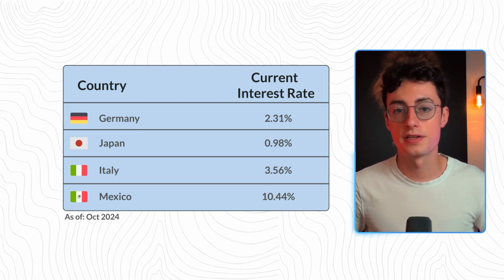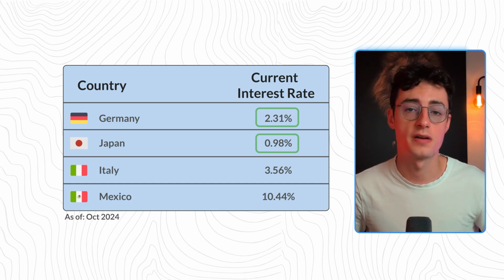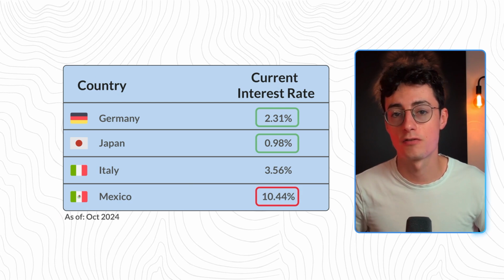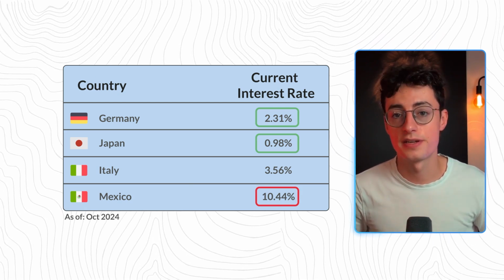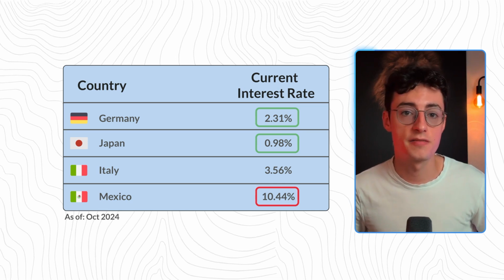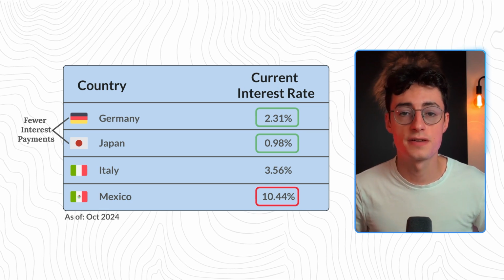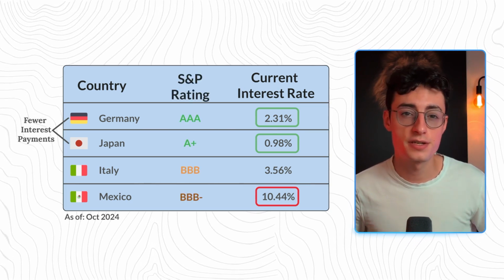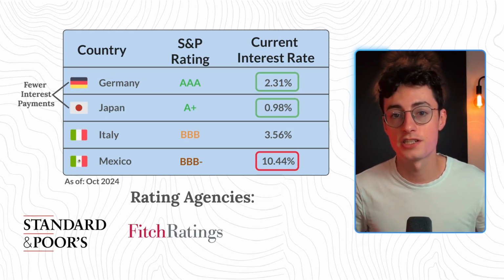Anyways, here you'll notice that German and Japanese government bonds pay significantly lower interest to their investors than, for example, Mexican bonds, which are now at around 10.44%. This means that investors earn less interest on German and Japanese government bonds, but these governments also have to make fewer interest payments. The key reason for this difference is the credit rating, which you've likely heard of before. The major credit rating agencies that assign these ratings are Standard & Poor's, Fitch, and Moody's.